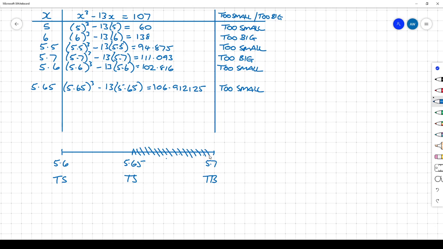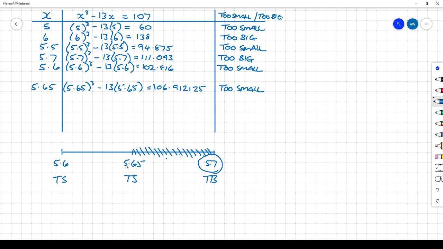So I'm just shading that half of this little number line. Our answer would be in there if we carried on forever, but we can't carry on forever, we've got other things to do. So the best answer to 1 decimal place is 5.7.